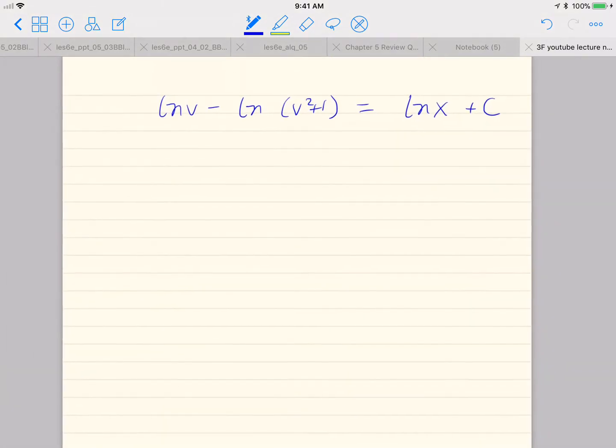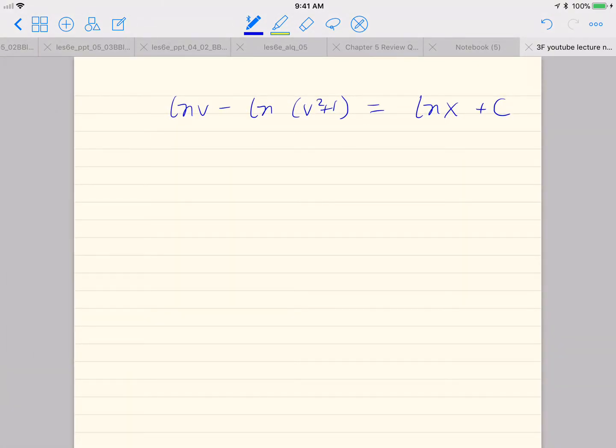And believe it or not, we can actually combine the left-hand side using our log properties to be natural log of v divided by v squared plus 1 equals natural log of x plus a constant. Now we can exponentiate both sides to get that v over v squared plus 1 is equal to e to the ln x plus a constant. So v over v squared plus 1 equals some constant times x.